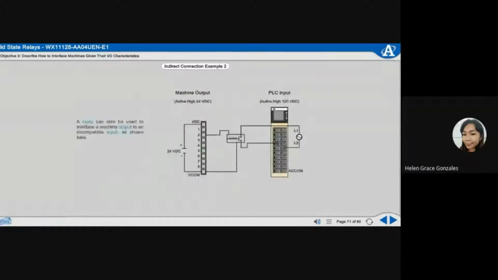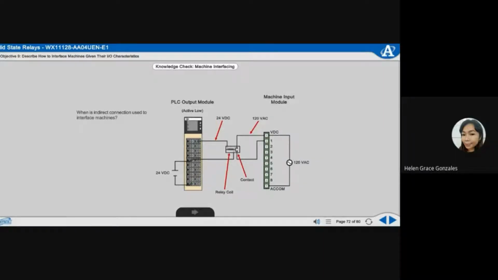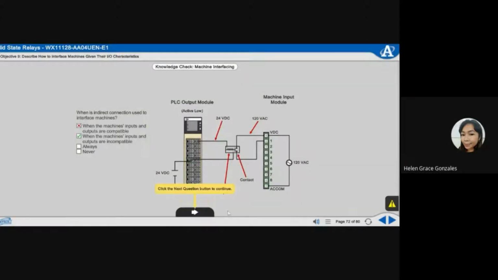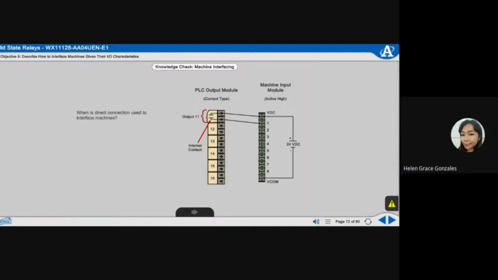A relay can also be used to interface a machine output to an incompatible input as shown here. When is indirect connection used to interface machines? When is direct connection used to interface machines?